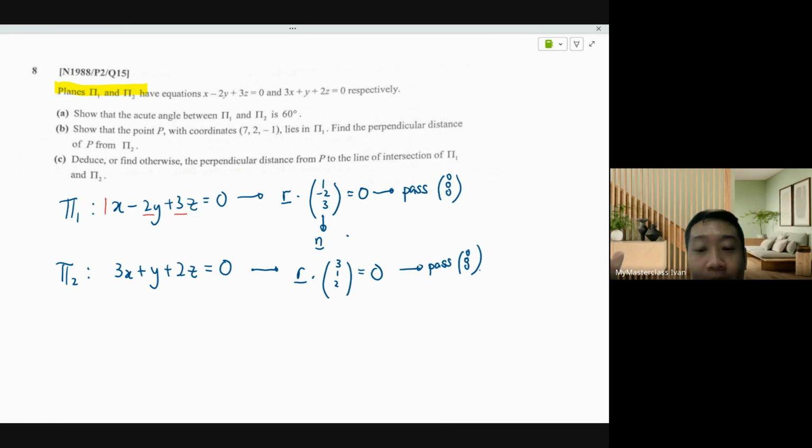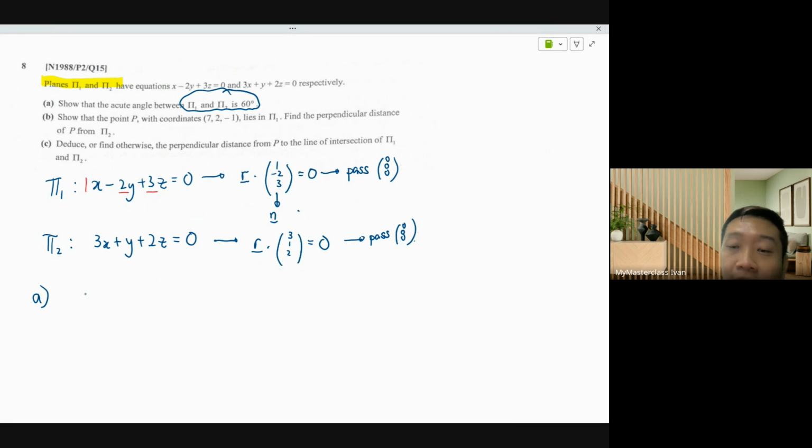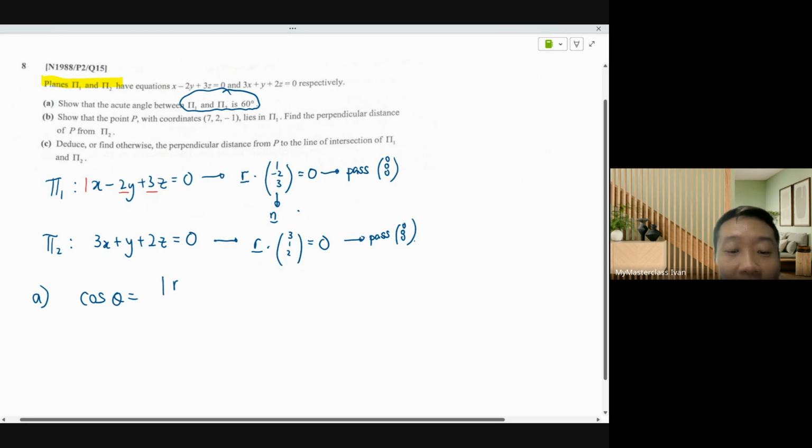The two planes will intersect together, and number one, they ask you to show that the acute angle between the two planes is 60 degrees. So we use the formula for dot product. Cosine theta equals modulus of n1 dot n2, because the plane is represented by the normal.